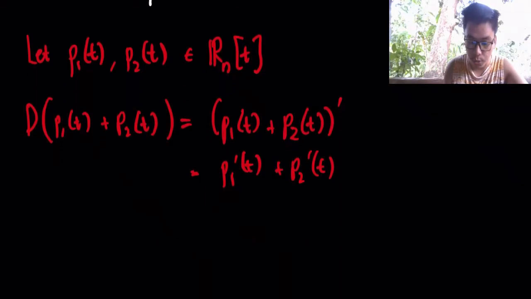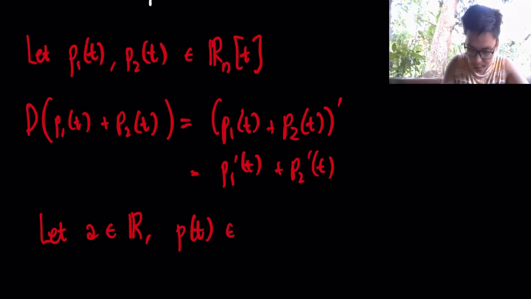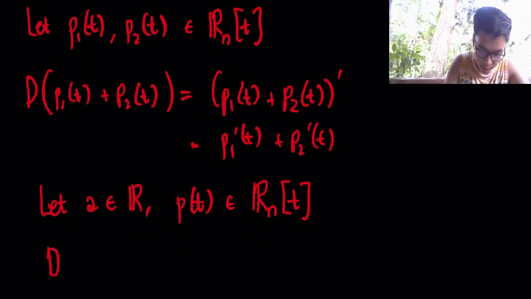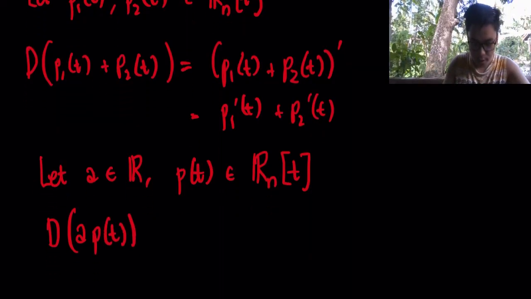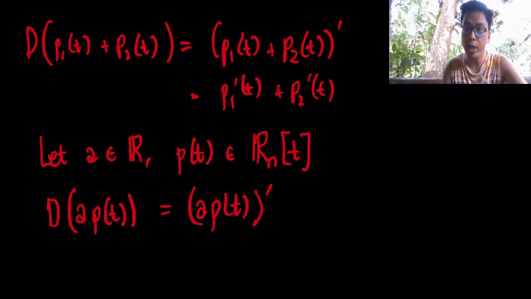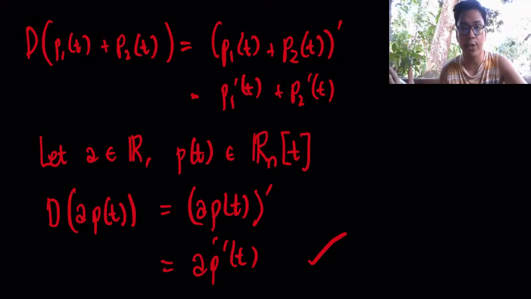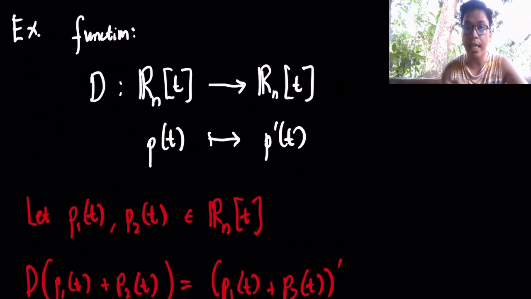Now let's double check on condition 2. Now, we'll consider a here to be an element of the field. Our field here is R. So let's consider p of t, that's an element of the polynomials, that's R sub n of t. And then if you take D of a p of t, by definition, this is the same as taking the derivative of this. If you take the derivative of a polynomial with a given coefficient, it's technically taking out the coefficient and then taking the derivative. That's the chain rule. And that's it. So technically, condition 2 here is actually satisfied. So therefore, this function here is actually a linear transformation.